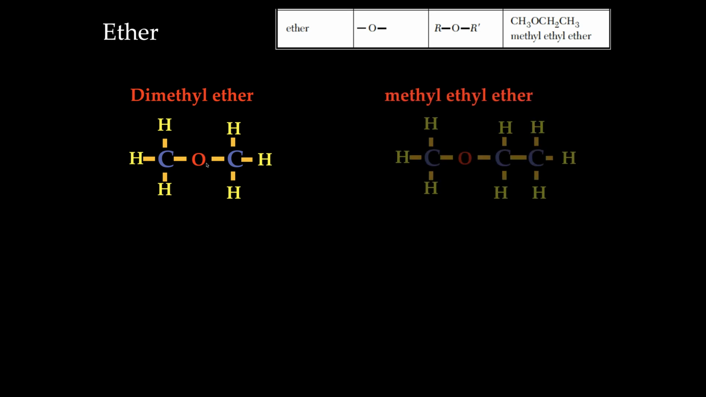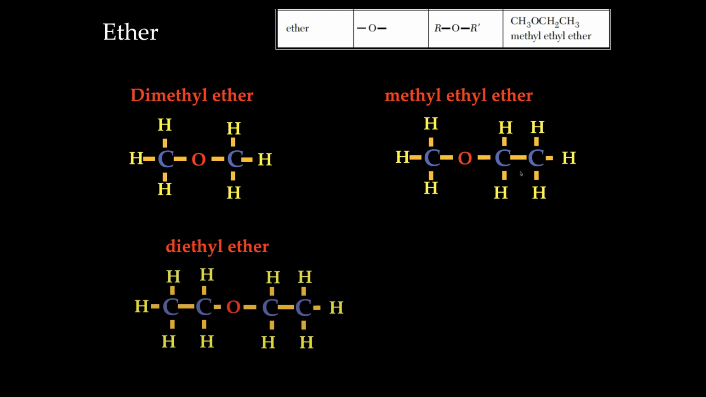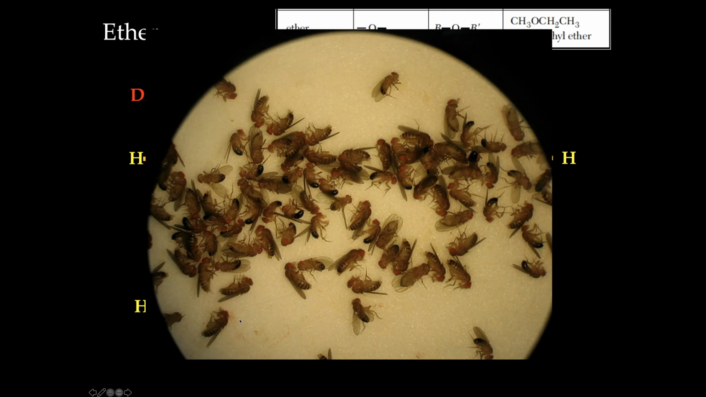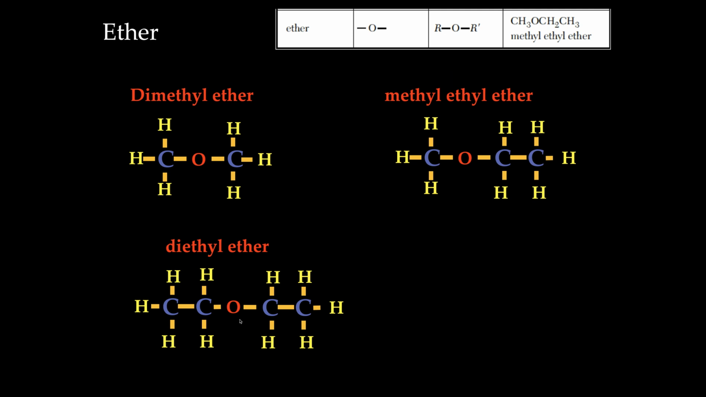Here we have methyl ethyl ether, a single carbon on one side and 2 carbons on the other side. Methyl ethyl ether. Diethyl ether would have 2 carbon chains on either side of the oxygen. Diethyl ether, by the way, used to be used as anesthetic, and it's still used to knock out fruit flies when doing genetics experiments. Don't use it on humans.